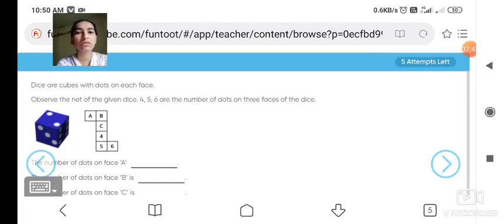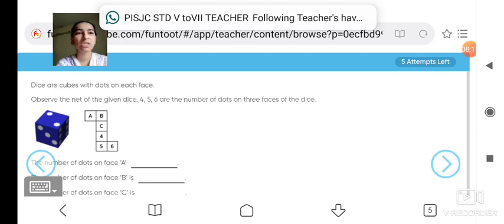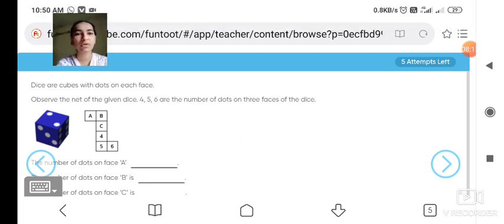Now this question is, dice are cubes with dots on each face. Okay, we have made a dice. We have done that activity. Yes students, observe the net of the given dice. 4, 5, 6 are the number of dots on 3 faces of the dice. Okay, now numbers 4, 5, 6 are there on the faces of a dice. Here is the net of a dice.